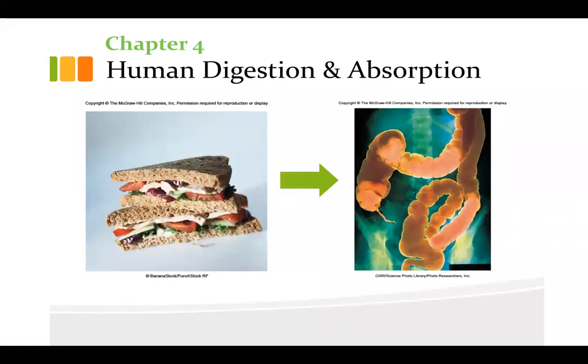Welcome, class. This is Chapter 4, Human Digestion and Absorption. So kind of like what this picture shows, we are going to learn how we can go from food we eat, such as this sandwich here, through the digestive tract, which is pictured here. This is actually the large intestine, and then use that to generate energy.